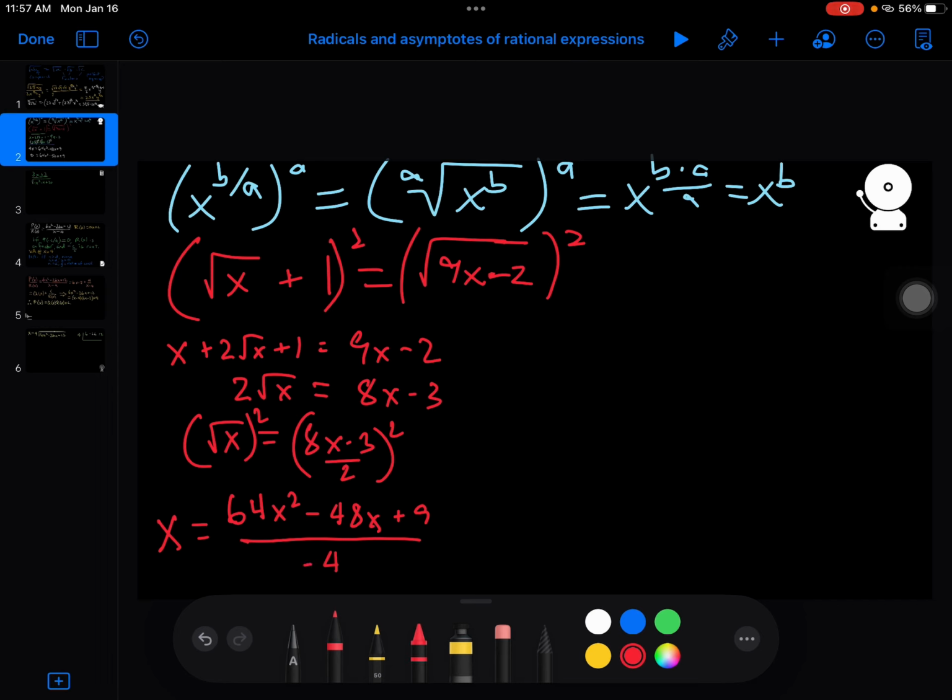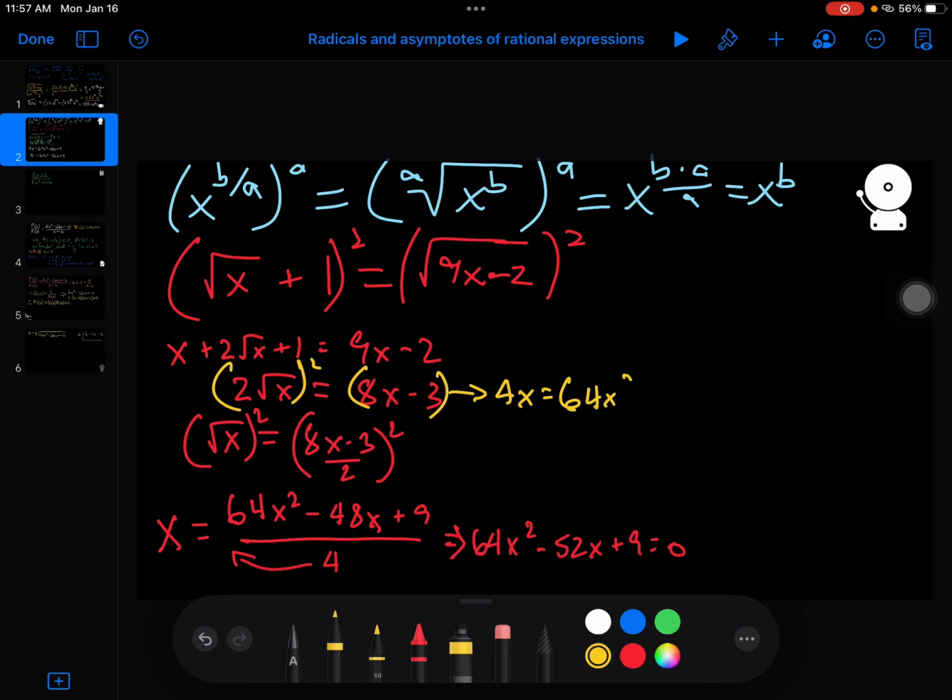But then we just have to multiply everything by 4 again and subtract x to get 64x squared minus 52x plus 9 is equal to 0. We could have skipped the q right here by just squaring both sides now. And then we'd get 4x is equal to 64x squared minus 48x plus 9, and then we're just skipping a step. You can see that it's the same thing.